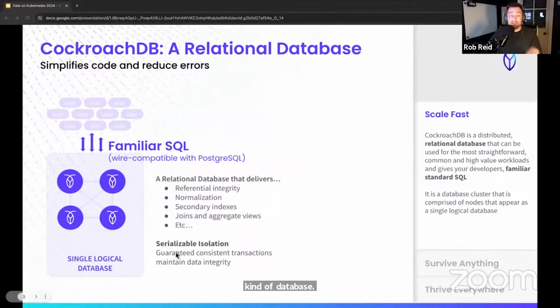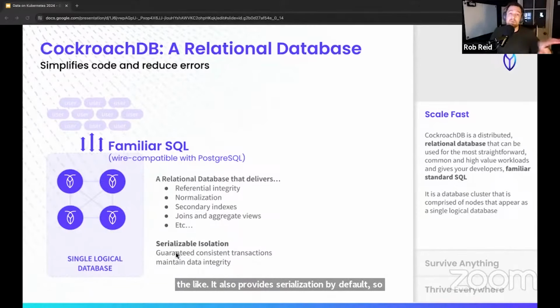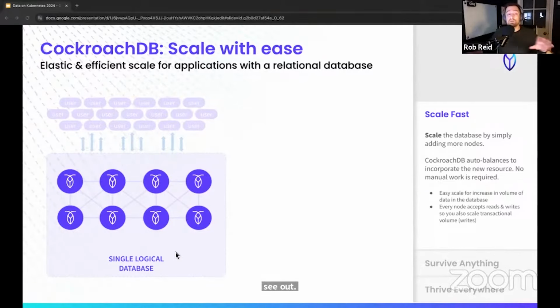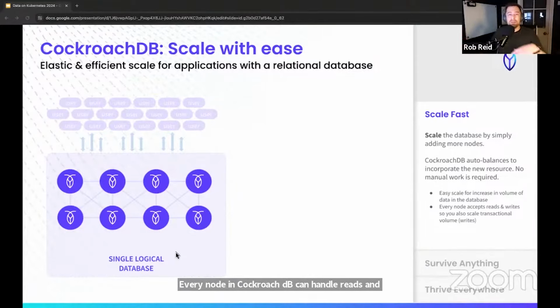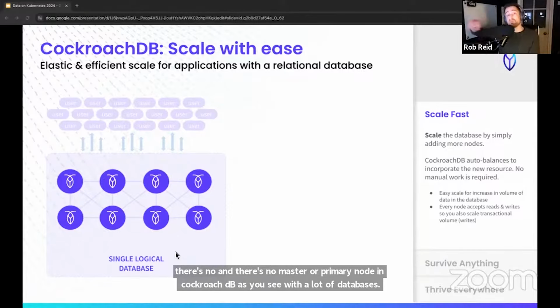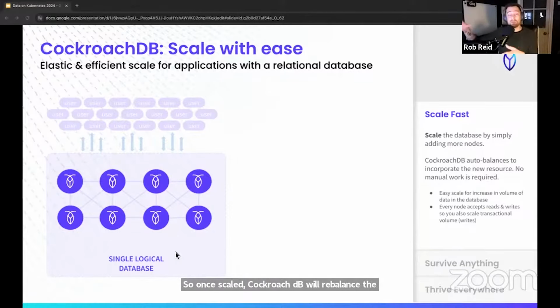It also provides serialization by default, so you're guaranteed that whatever you write into the database, all of your consumers of that database will see out. And by adding nodes to it, you horizontally scale, not just for reads, but also for writes. Every node in CockroachDB can handle reads and writes, so scaling is quite a seamless process. And there's no master or primary node in CockroachDB, as you see with a lot of databases. So once scaled, CockroachDB will rebalance the data across the nodes.